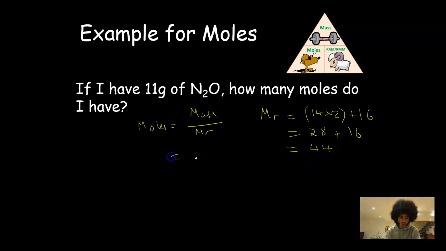So to work out the moles, I've got the mass, which is 11. I divide that by 44, and I think that equals 0.25. I want to just double check this so I don't make any silly blunders on the video. So 11 over 44, yeah, 0.25.